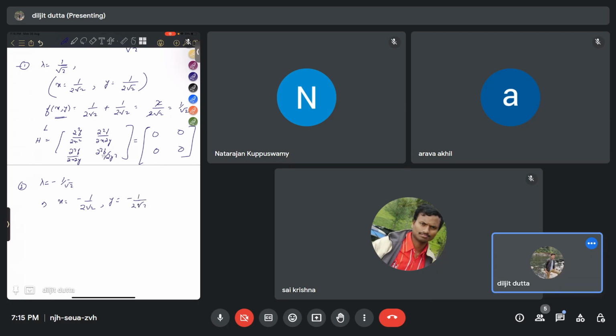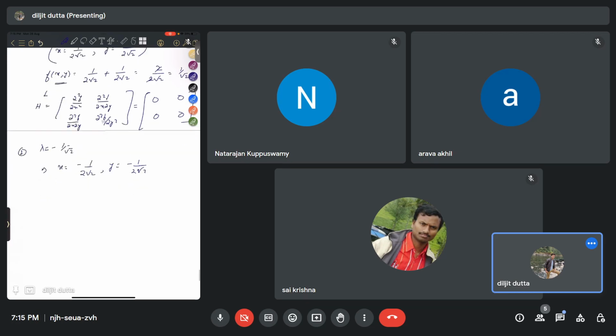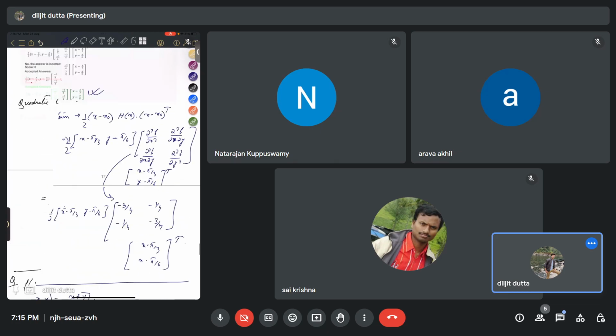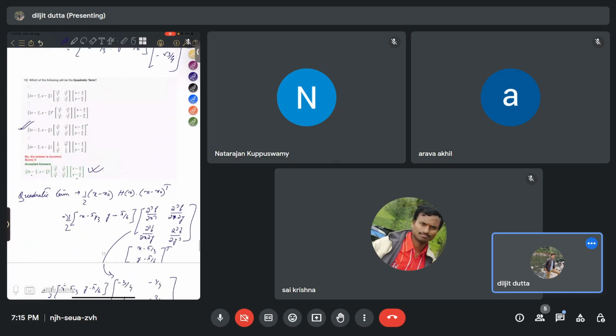Okay, I will come to that. One second, I'll just solve this and come to that. Minus 1 by 2 root 2, and f of xy is equal to minus 1 by... So this will be a minimum, because this is negative and this is... Okay.